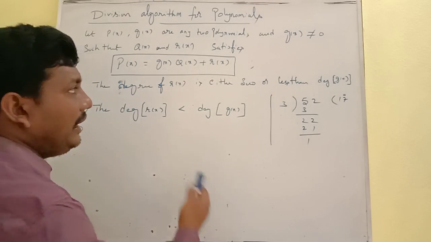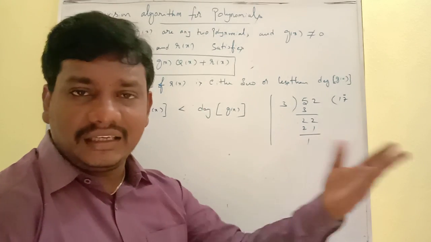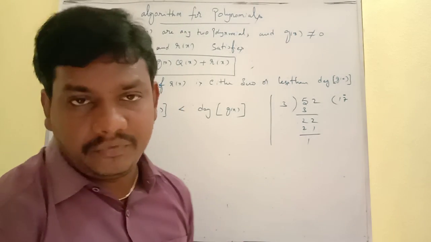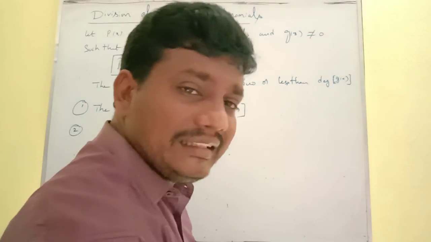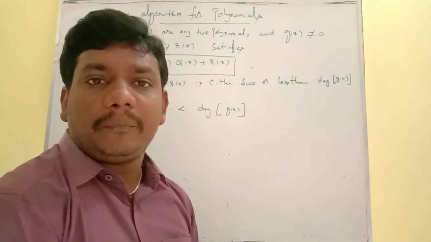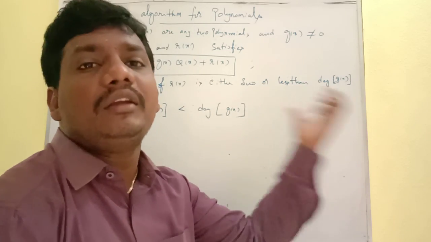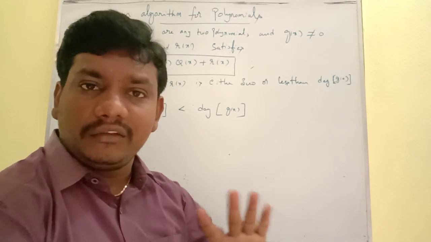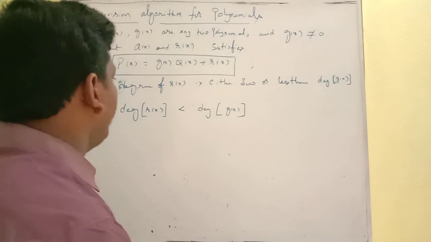That means if you add a lesser degree polynomial to any polynomial, the degree of the polynomial does not change. Okay, so that is a very important point we have to remember. By adding a lesser degree polynomial to any other polynomial, the degree of the original polynomial never changes. This point you have to remember.